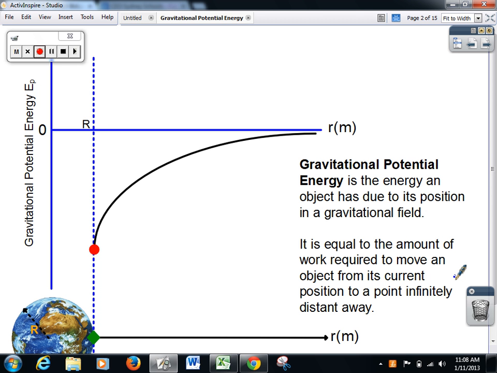Now, the second part is it's a definition of idealism. It can't be done, it's not possible. But we use it very much in our understanding of escape velocity and orbital velocities.